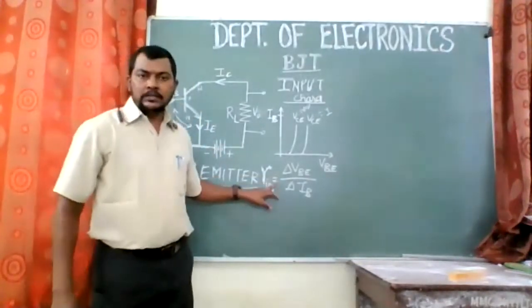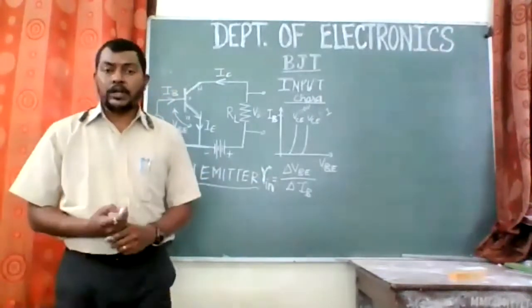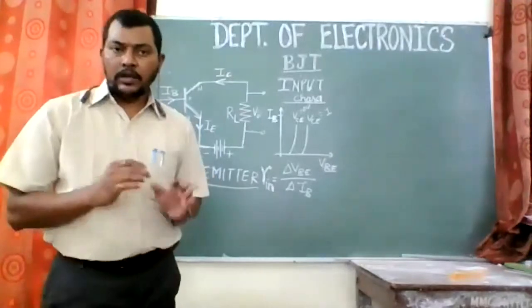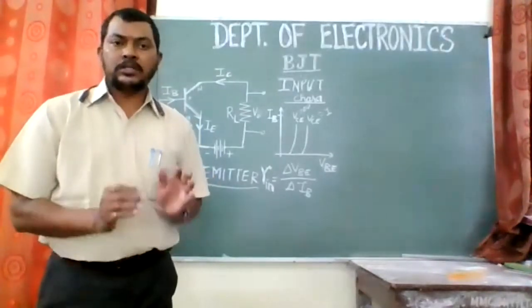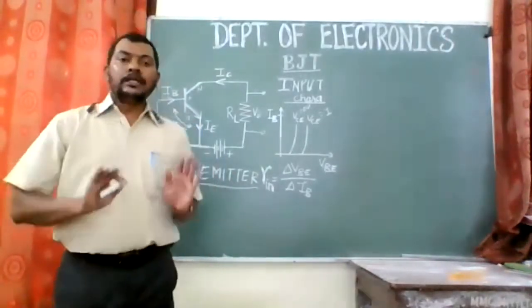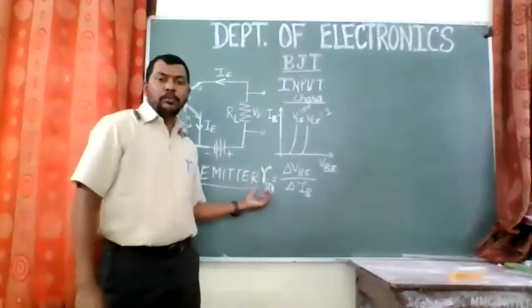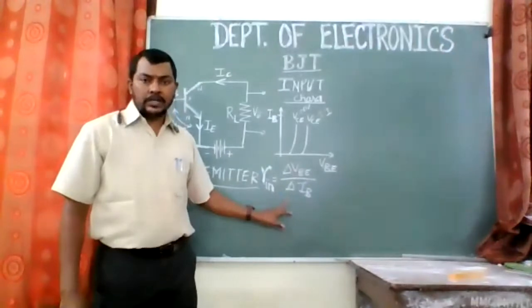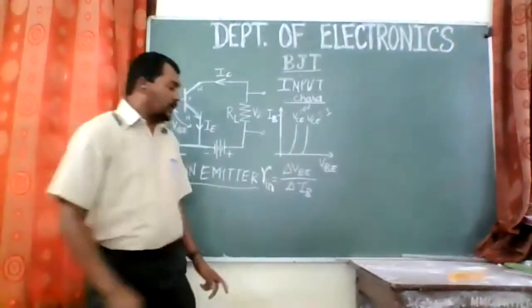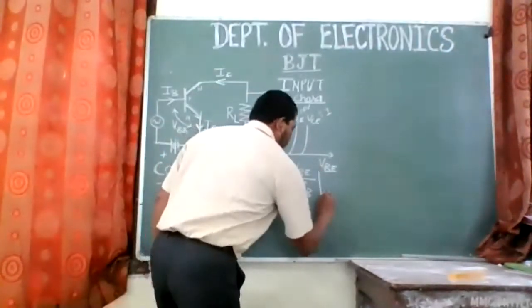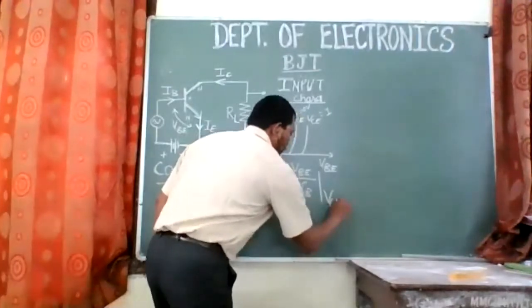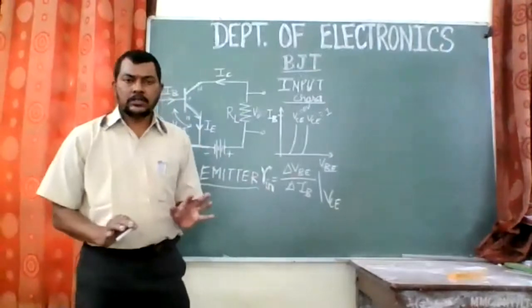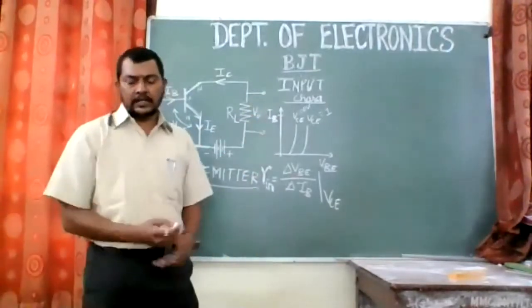So I am writing here R in, right? So R in, that is the input resistance or input characteristics, is defined as the ratio of change in base emitter voltage to the change in base current at constant collector emitter voltage, at constant VCE, collector emitter voltage. I guess it is clear to you. So this is the input characteristic.